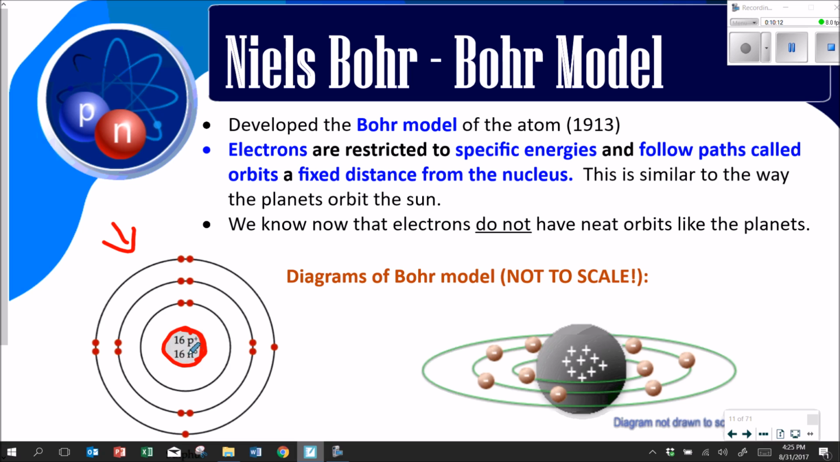And he said that the electrons follow fixed paths around the nucleus, and he compared it to the way planets orbit the sun. We now know that electrons actually do not have neat orbits like the planets. However, the Bohr model is an extremely useful representation of the atom, and it's still widely used, although it is not a true representation of how the electrons are distributed around the nucleus.